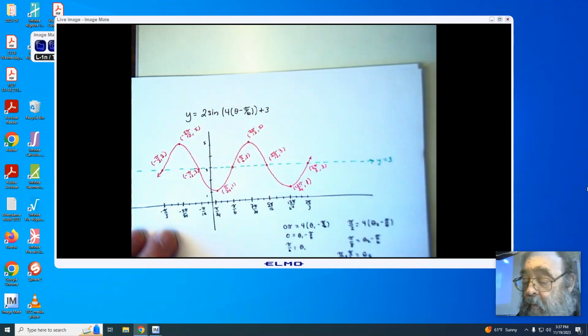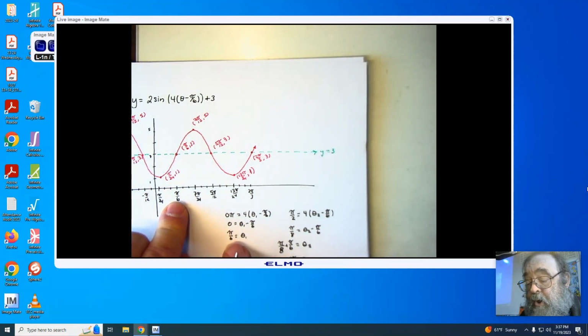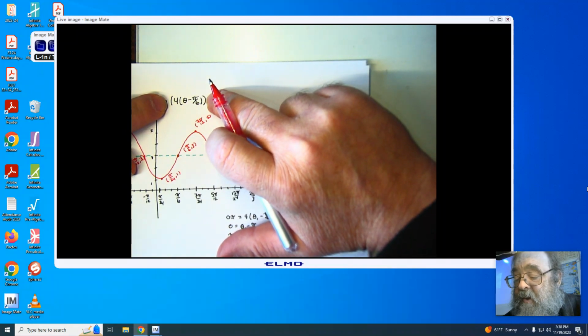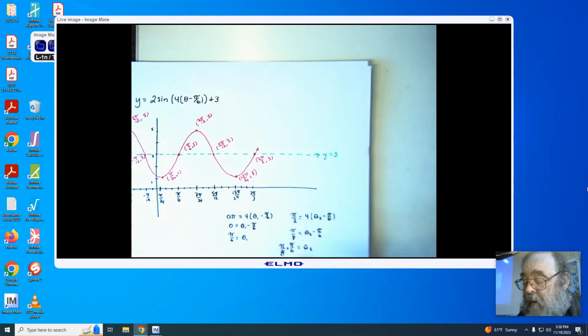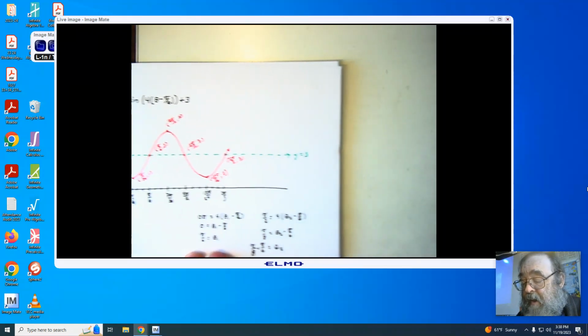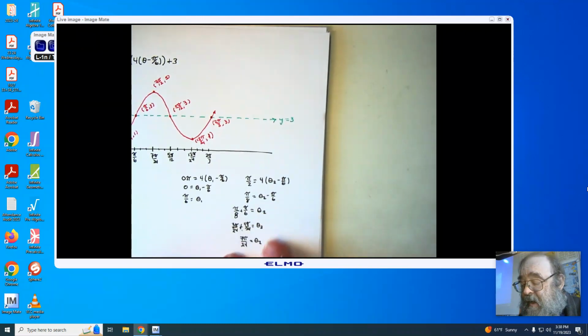So let's review what we did. We started off by equating. The normal first value that we work with as sine is 0 pi. We say 0 pi has to equal that inside piece, 4 times the quantity theta minus pi over 6. I set them equal and I solve for my first theta. I then do the same thing with pi over 2, and I find my second theta.